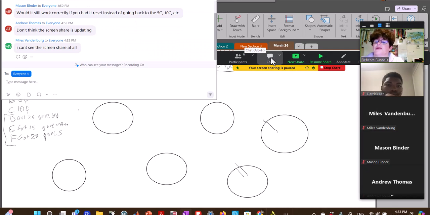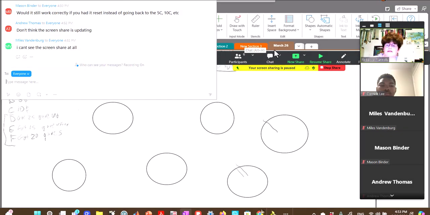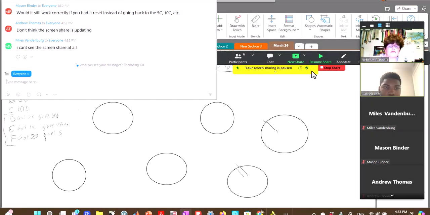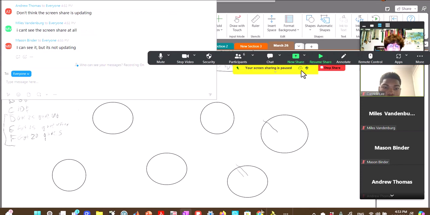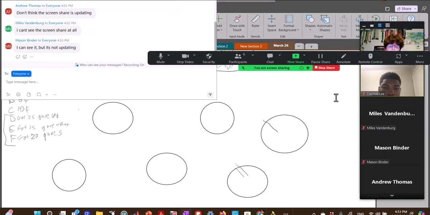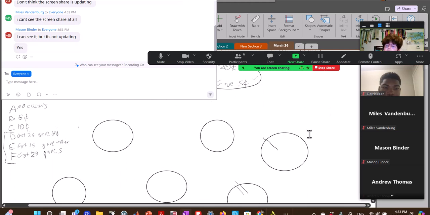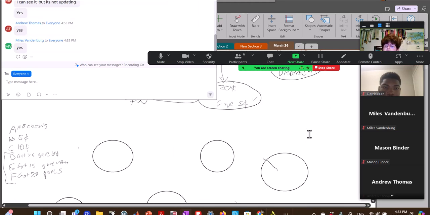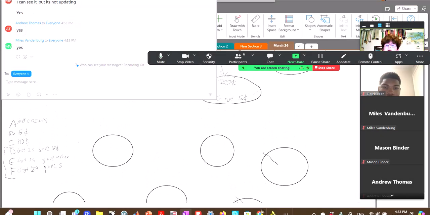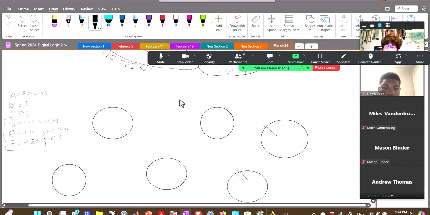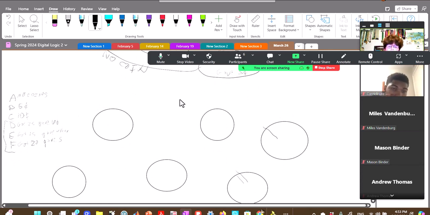You can't see the screen share at all? Can anyone else? No one else can see it? I can see you. Can you see it now? Okay, good. Okay, so now it's updating. Okay, great. Okay, so I know you weren't able to see it.